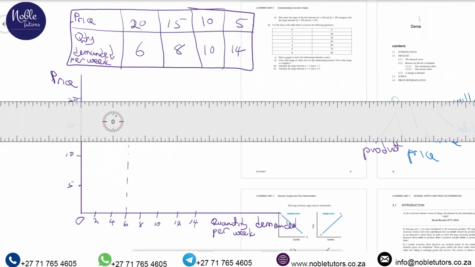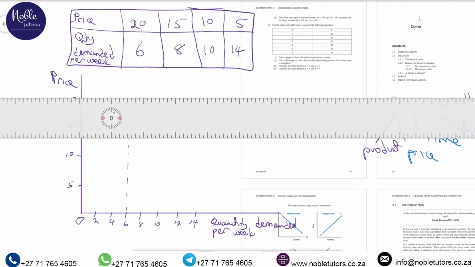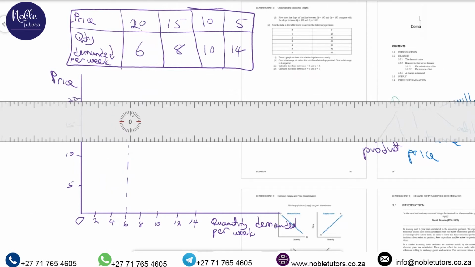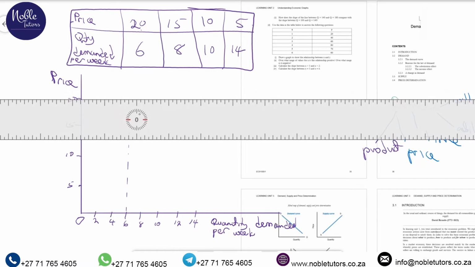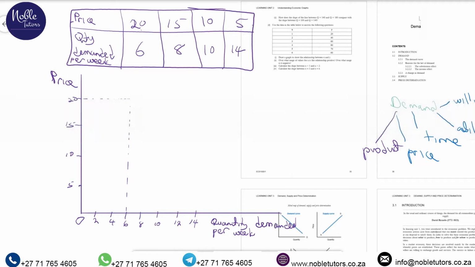And price is 20, right? So it means we have to draw another dotted line. Where the two are intersecting, we have to mark a point. The next point is 15 and 8. So 8 is here.